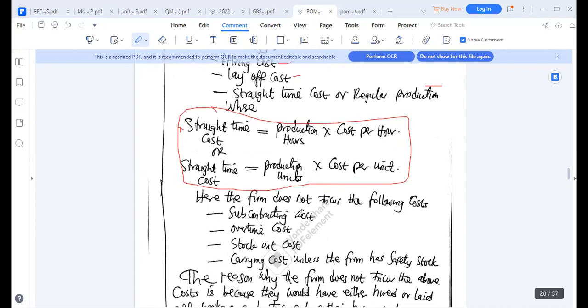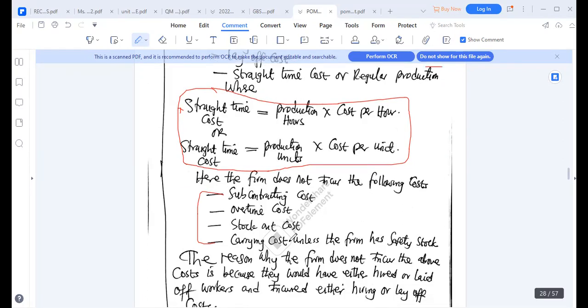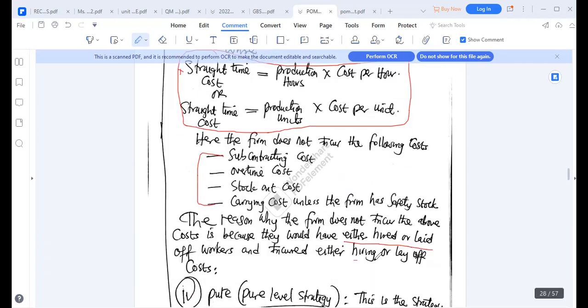Then here the firm does not incur the following costs: no subcontracting, no stock out, no overtime, because they would have hired as many workers as possible. So the reason why the firm does not incur the above costs is because they would have either hired or laid off workers and incurred hiring or laying off cost.